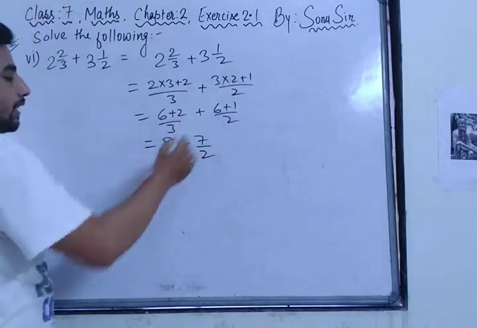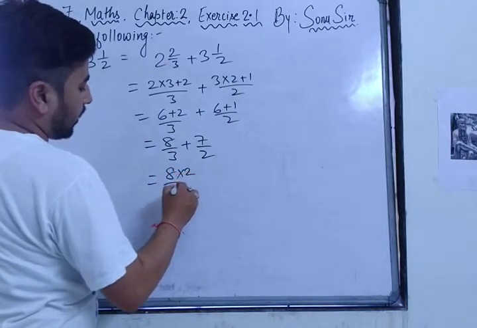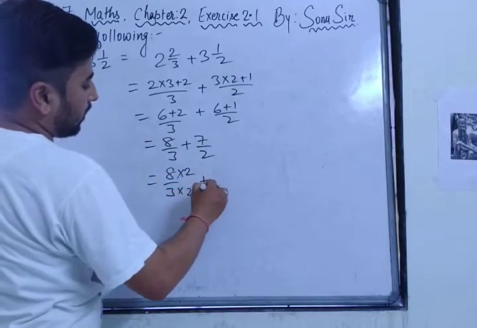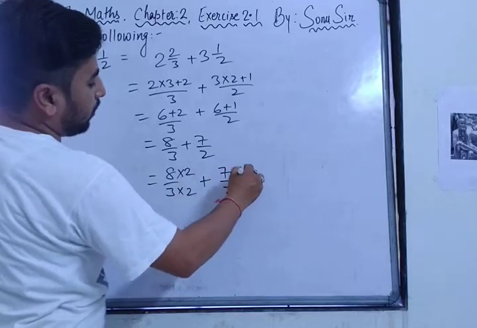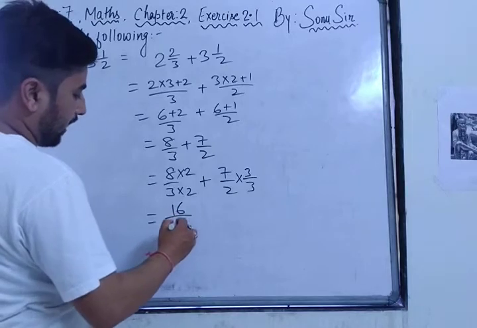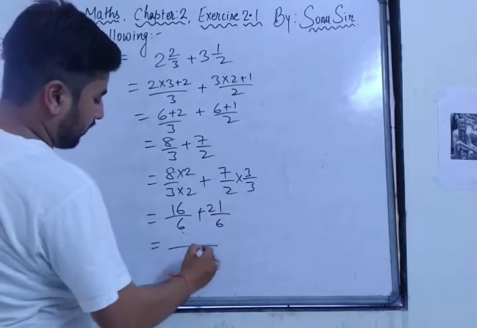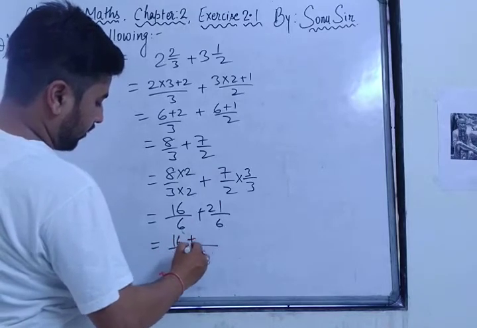Just as we have seen, the LCM of 3 and 2 is 6. So 8 by 3, we have to multiply by 2 because we want the LCM 6. And here 7 by 2, what will we do? We will multiply by 3, both the sides. 8 twos are 16 by 6 plus 7 threes are 21 by 6. LCM 6, 16 plus 21.